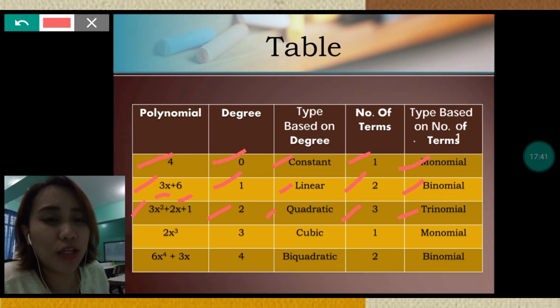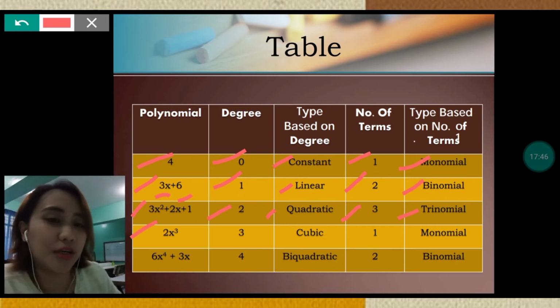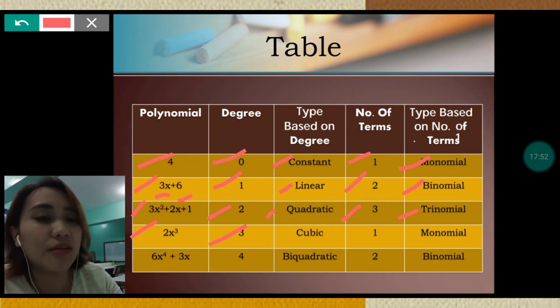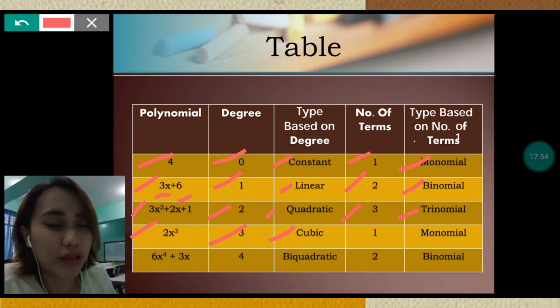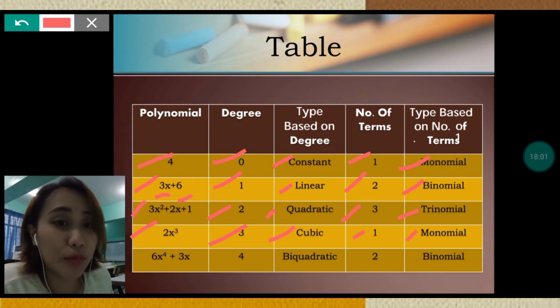Fourth example, we have 2x cubed. The degree is 3 because that's the highest degree or the highest exponent. So talking about the degree, that is a cubic polynomial. There's only one term, it's only 2x cubed, so therefore that is a monomial.